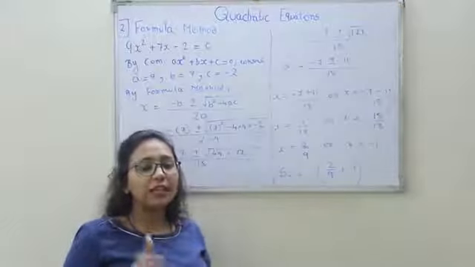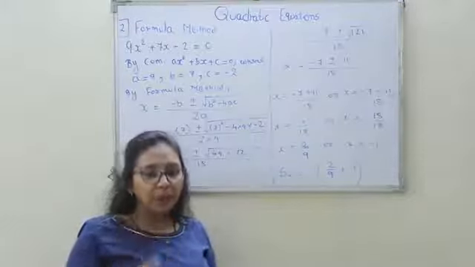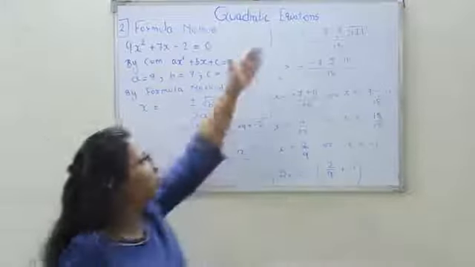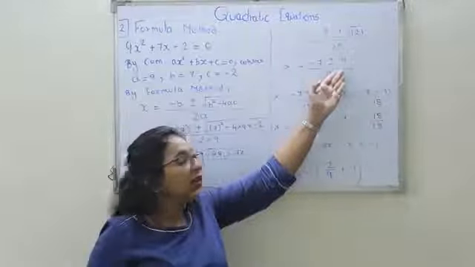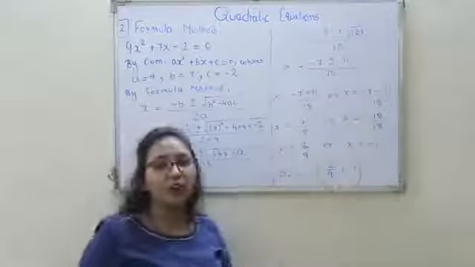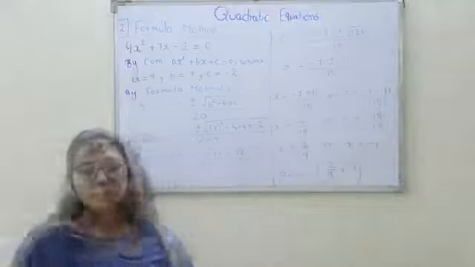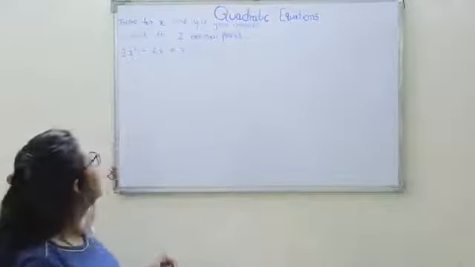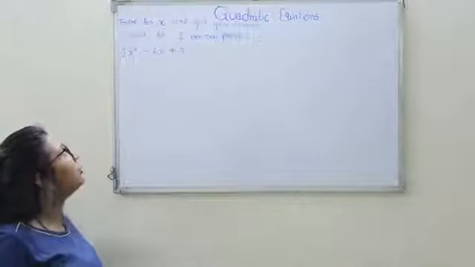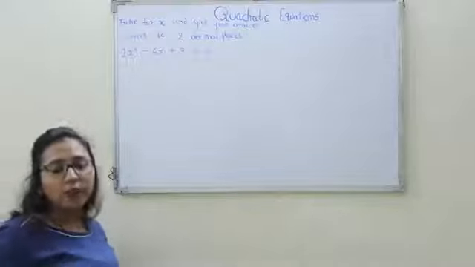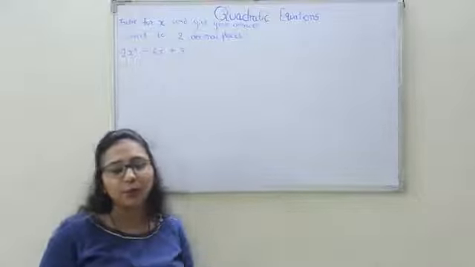After that you have to write a, b, c, then apply the formula, substitute, find the square root here, then separate and end your answer. So the next question is, solve for x and give your answer correct to 2 dp. Again we are going to use a formula method to solve this.